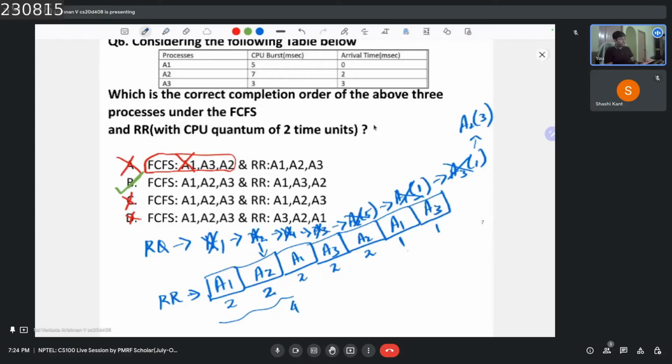So A3 also finishes execution, and in the same way this gets complete over here. And now finally A2, there is no other process in the ready queue, so irrespective of the time quantum, for 3 units A2 executes on the CPU and completes execution. So first A1 gets executed, and then A3, and then A2. So this is the order in which these 3 processes complete execution. So with respect to that, A1, A3 and A2, this is the order, and for FCFS, A1, A2 and A3. So option B is the correct answer.